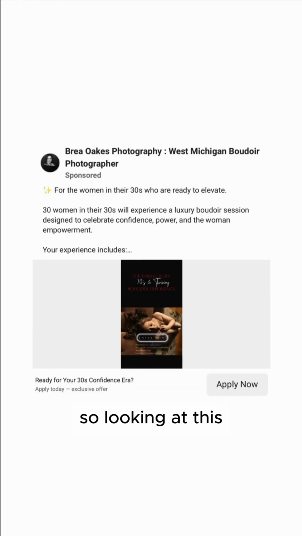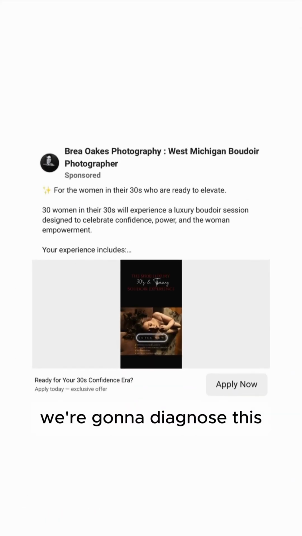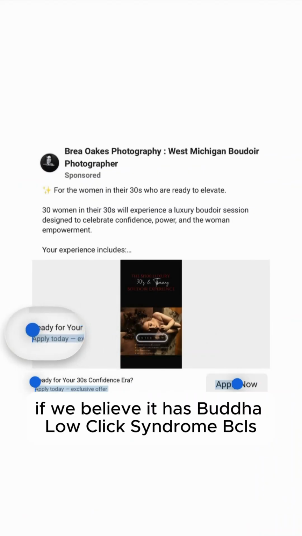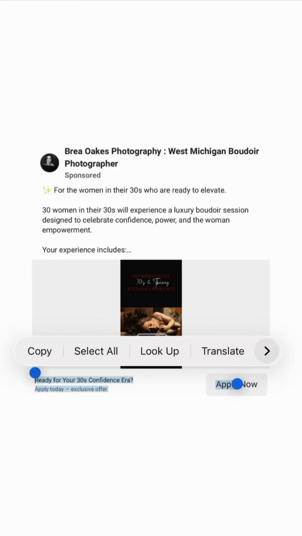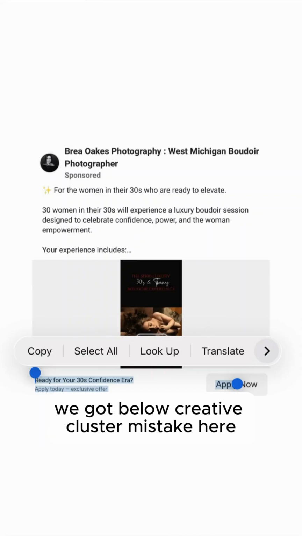So looking at this, we're going to diagnose whether we believe it has Boudoir low click syndrome, BLCS. See if its unique CTR is under 6%. So let's see. We got the little creative cluster mistake here.